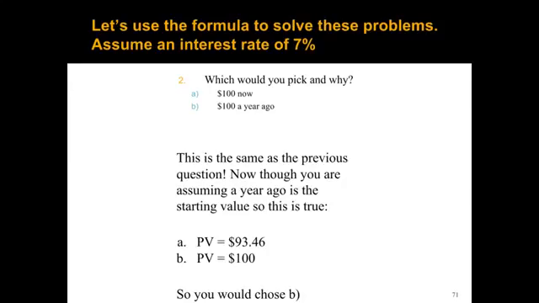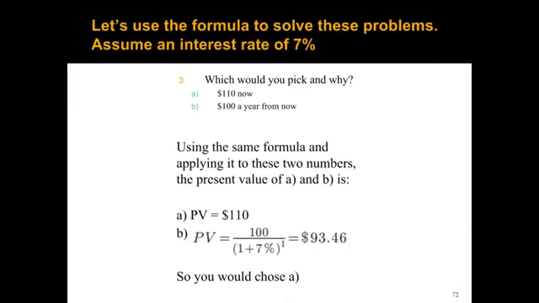So let's think about this same thing. This is actually the same question, $100 now and $100 a year ago. The only difference is that a year ago is what I'm going to make my present. So part B, the present value is going to be $100, and part A, the present value is going to be that $93.46. So in this case, we would choose B because the present value is higher.